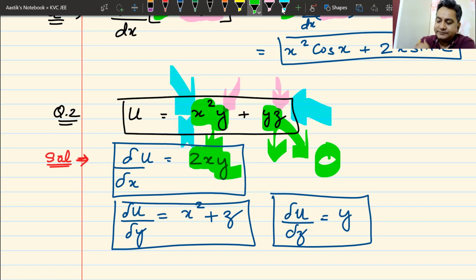Do we understand this? Yes, sir. Is it as simple as that? Anyone with any other problem? Now, what is the answer? This is not the answer. This is just the partial derivative. Put it in the formula, you will get the answer.